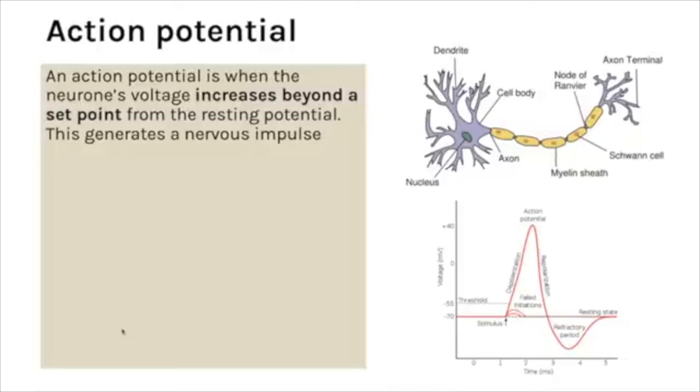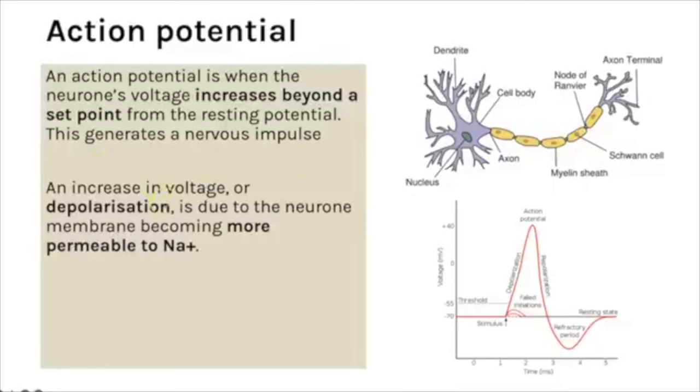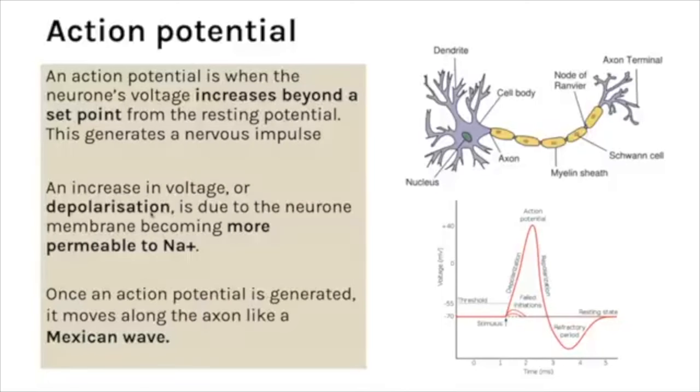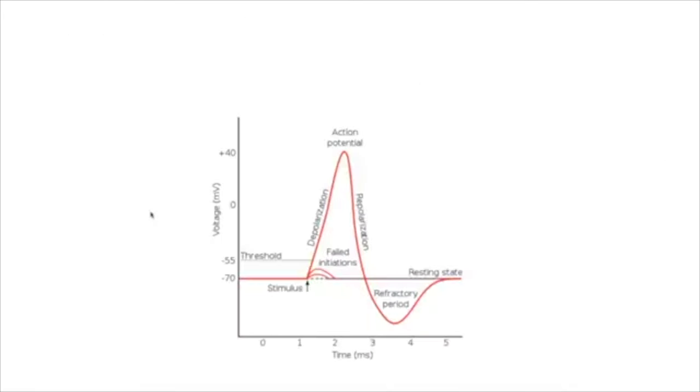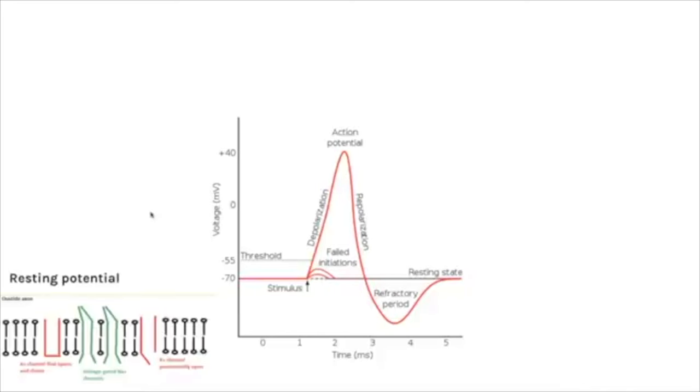Now, if there is a stimulus, and if it's a large enough stimulus, it can generate an action potential. An action potential is when the neuron's voltage increases beyond a set point from the resting potential. And this is what generates the nervous impulse to then travel along the neuron. So an increase in voltage, also known as depolarization, is due to the neuron becoming more permeable to sodium ions and therefore becoming more positive. Once an action potential is generated, it moves along the axon like a Mexican wave. So let's have a look at then how this action potential is generated.